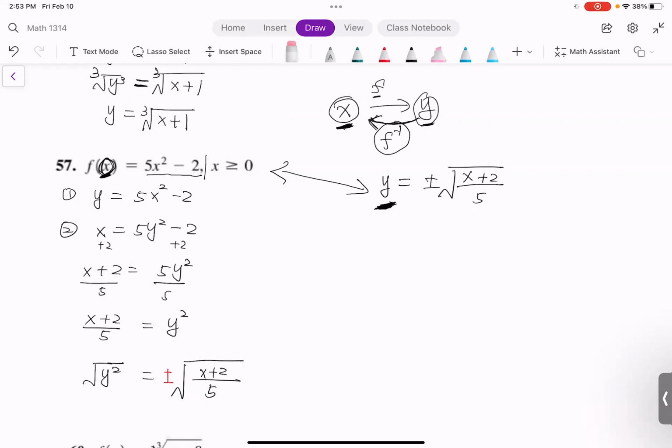So for the y part, the inverse function also needs to be positive. Yes, that means I need to have the positive solution, greater than or equal to 0. I only keep the positive sign. Okay, then I can replace the y by the inverse function of f.